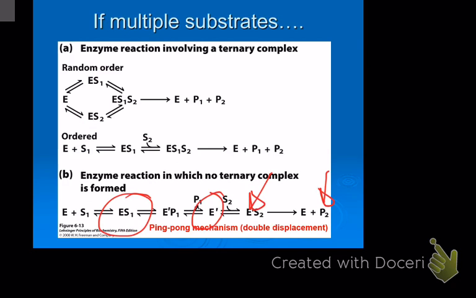Another example of the ping pong type of mechanism would be a lot like the serine proteases, for example, or even cysteine proteases, where they go in and take the big protein at first and break it. And so then part of that protein, the peptide, is stuck to the enzyme, and then the water or the nucleophile comes in and takes the second piece off, and you get your enzyme back.